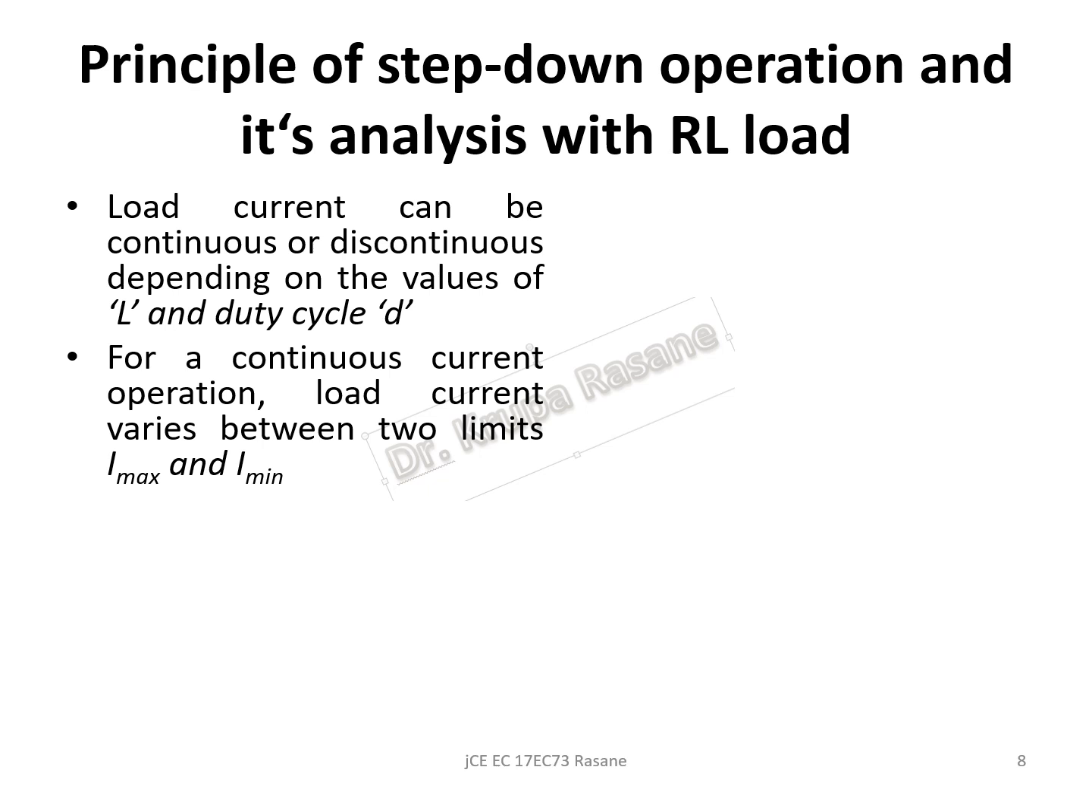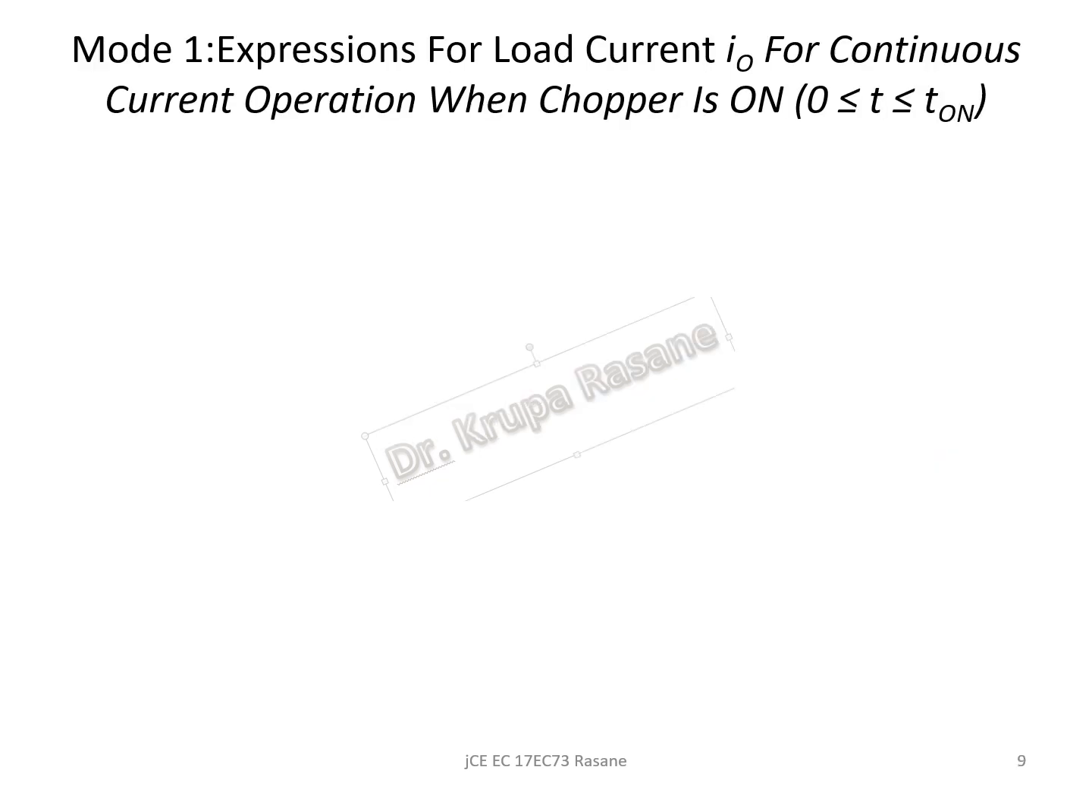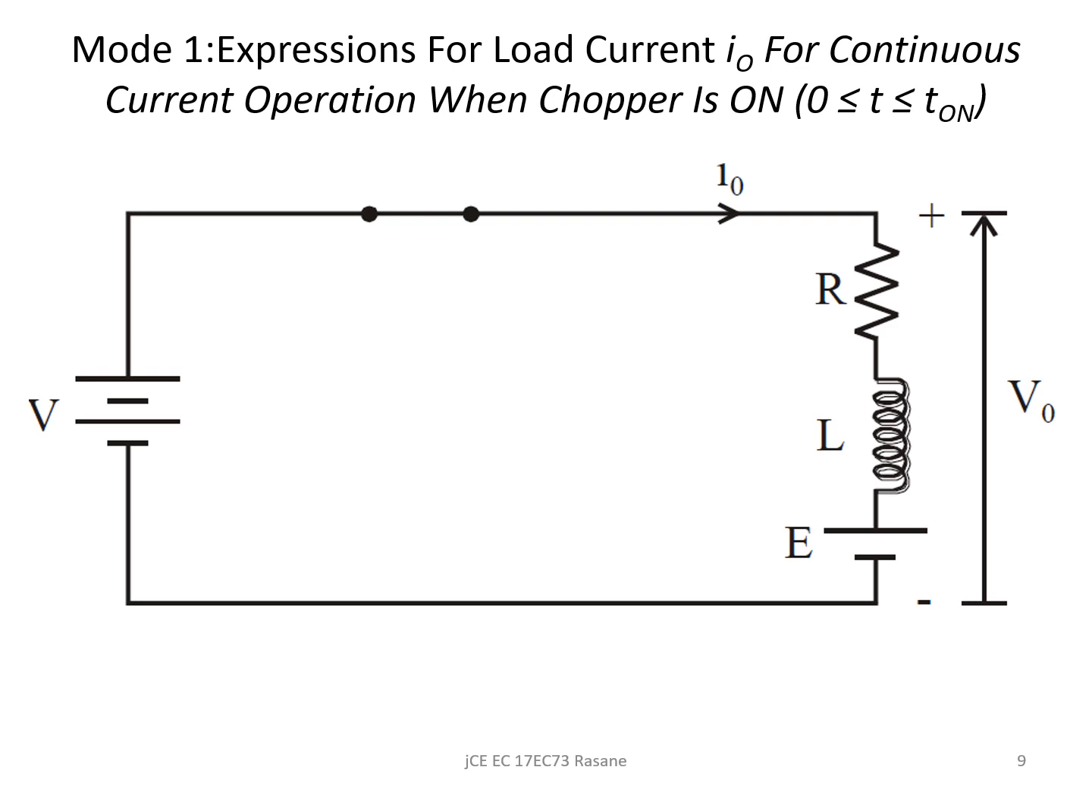So for continuous current operation, which I showed you earlier, the load current varies between two limits. The load current is going to vary from I max to I minimum. When the current becomes equal to I max, the chopper is turned off, and it is turned on when the current reduces to I minimum. This is the diagram that we saw in the previous slide. So now coming to the expressions, we have to evaluate the output average current, as well as the output average voltage, and certain other values.